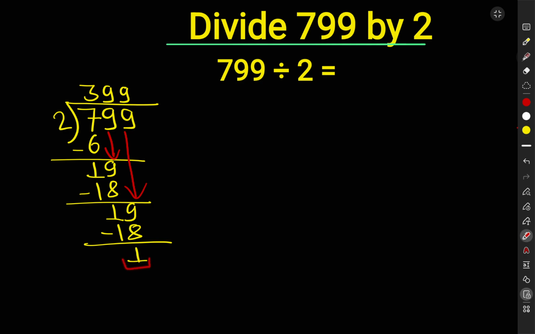So now this 1 is less than 2 and there is no other number to put it down. So we take here decimal so that we put 0. So it is 10 and 2 times 5 is 10. On subtracting we get 0. So 799 divided by 2 is 399 decimal 5.